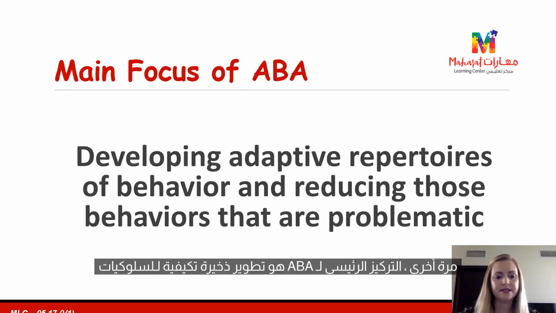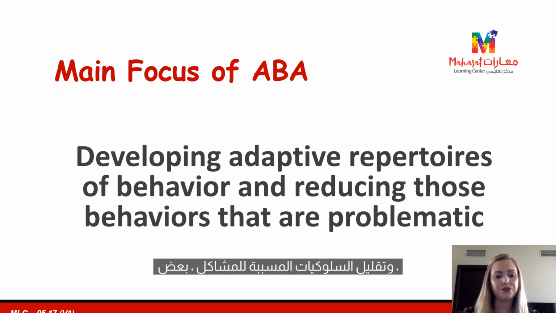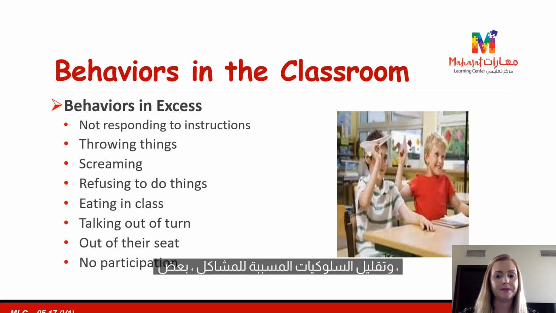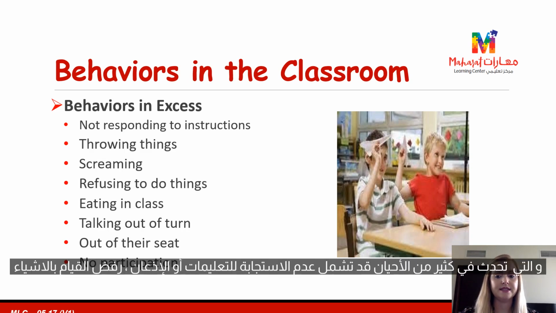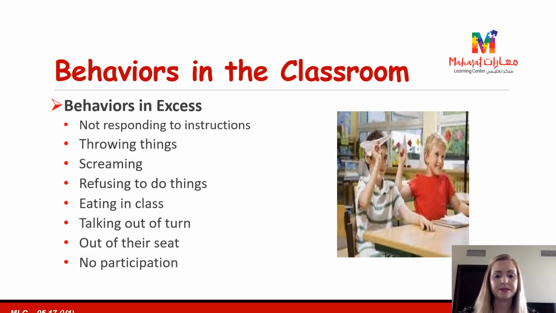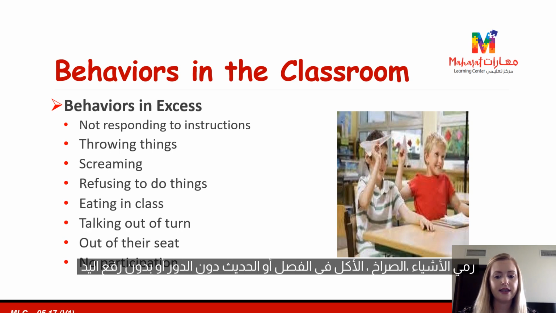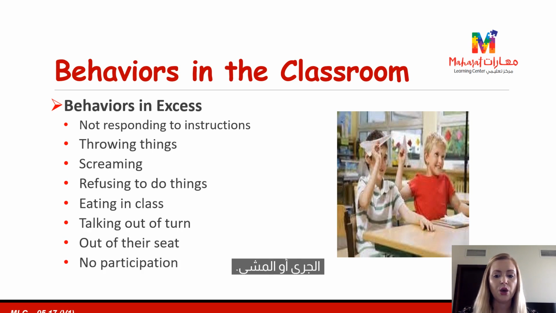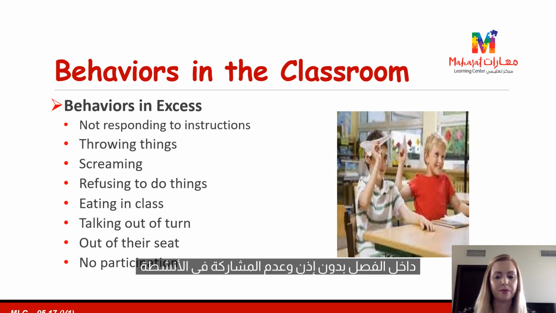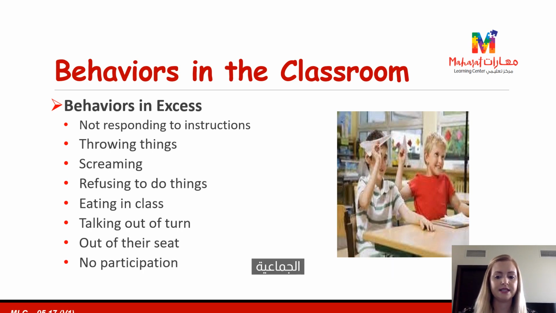Again, a main focus of ABA is developing adaptive repertoires of behavior and reducing those behaviors that are problematic. Some examples of common behaviors that occur in classroom settings that occur too frequently may include not responding to instructions or noncompliance, refusing to do things or defiance, throwing things, screaming, eating in class, talking out of turn or without raising their hand, running or walking around the classroom without permission, and not participating in group activities.